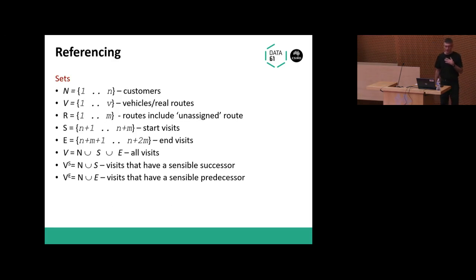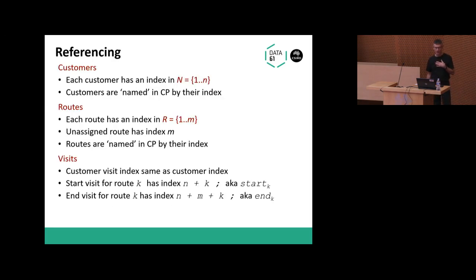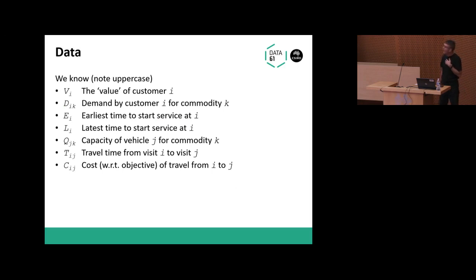Sets of, we've got customers, vehicles, routes, start visits, end visits, all visits. And we use the index to reference our customers and routes. For the visits, the first N visits are the customer visits, then we've got the start visits, then we've got the end visits. And we've got a bunch of stuff that we know: the value, the demand, the earliest and latest time we can start the service, the capacity of the vehicles, the times and the cost of travel.